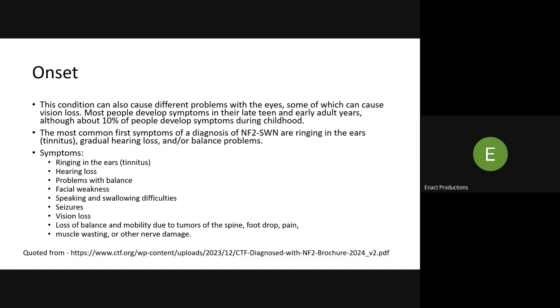So the most common first symptoms, as we talked about, was the tinnitus, the ringing of the ears, and hearing loss and balance problems. Other ones to be aware of, though, we have difficulty swallowing, seizures, vision loss, loss of balance, pain, muscle wasting. So this is known to be a very painful one to have. You have these tumors in the inside of your ears. It's very painful. You hear the ringing and you're losing your hearing, and it's not a fun one to have, in fact.